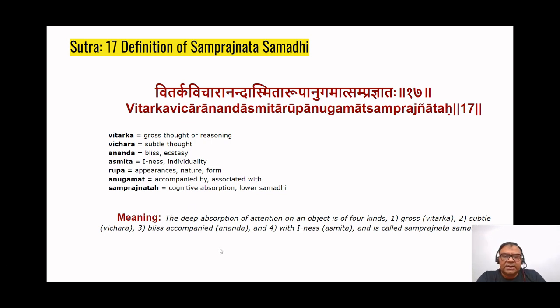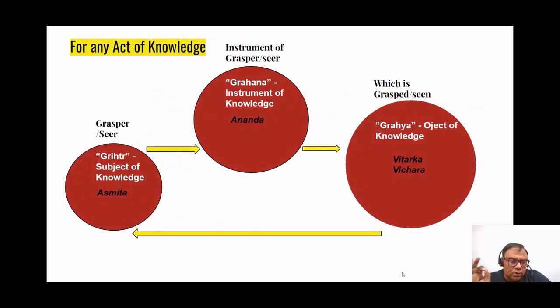The meaning of this verse is, the deep absorption of attention on an object is of four kinds. Number one is the gross, number two is the subtle, third is the bliss, fourth is the I-ness, and this is called Samprajnata Samadhi. Before understanding these four samadhis, we need to understand the basic act of knowledge. This is about three concepts: number one is the grahya, second is the grahana, third is the grahatar.